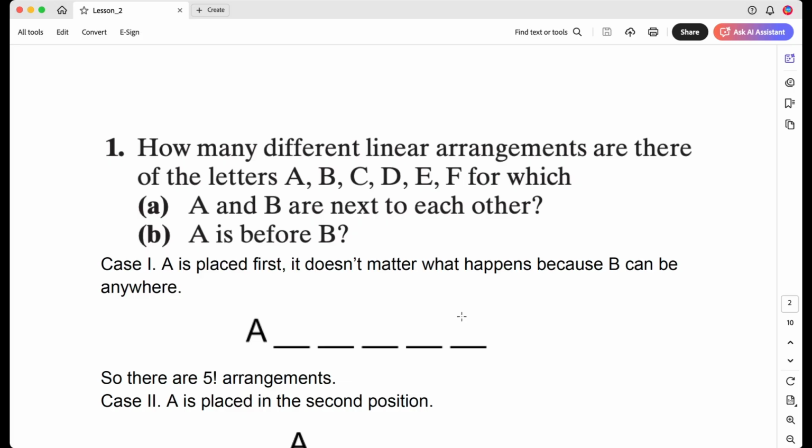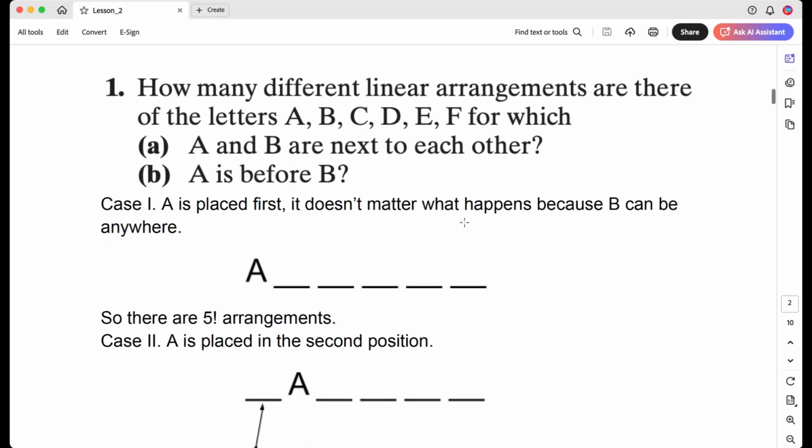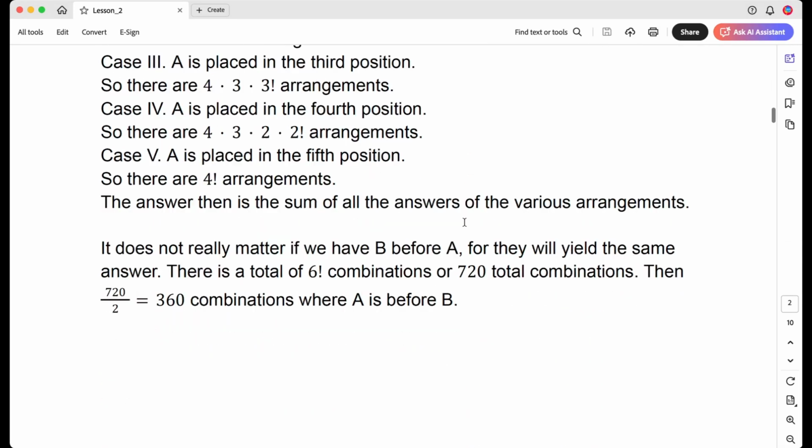So we just have to divide the grand total by 2. We have 6 letters here. So there are 6 factorial arrangements, which is 720. We just divide that by 2 and get 360 for the final answer.